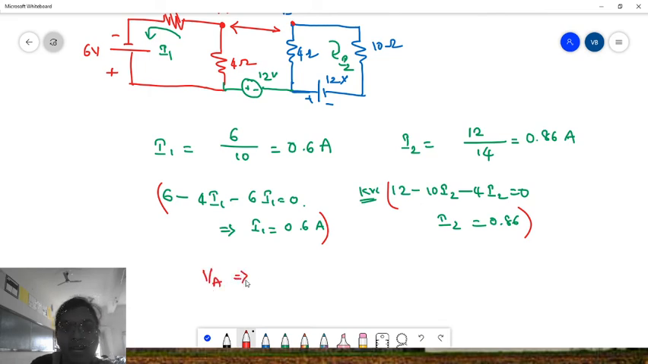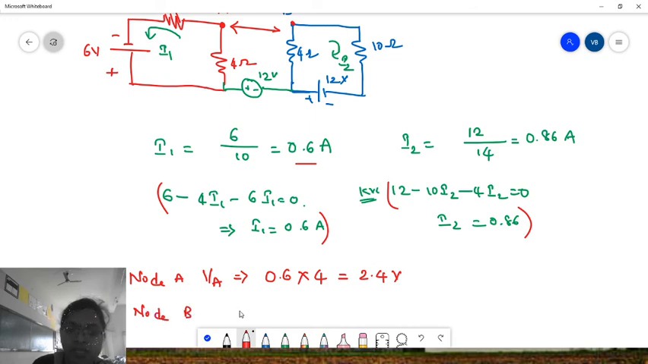What is the current across that one? The current you got is 0.6 amperes, into what is the resistance value? That is 4. So 0.6 into 4, that is 2.4 volts at node A. So at node B, what is the voltage? That we are going to take as VB.